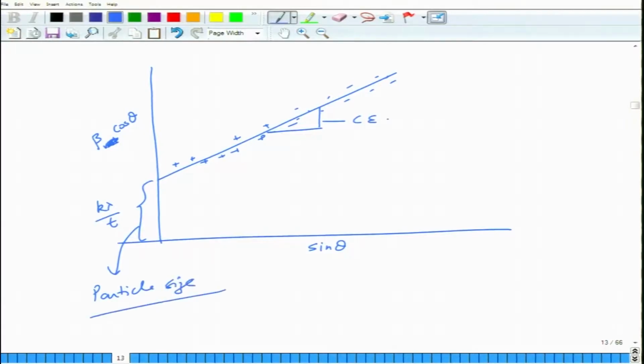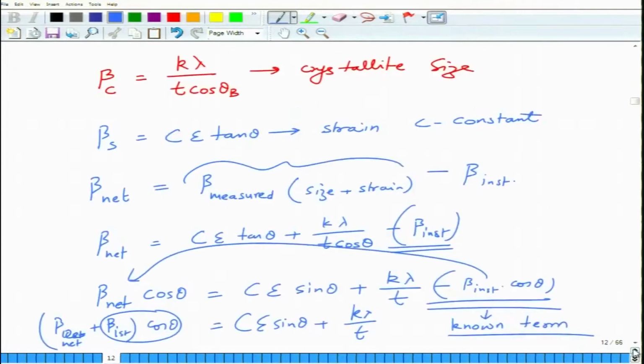So, this effect is particle size and this is strain. This method is called the Williamson-Hall method to evaluate strain and particle size in polycrystalline specimens.